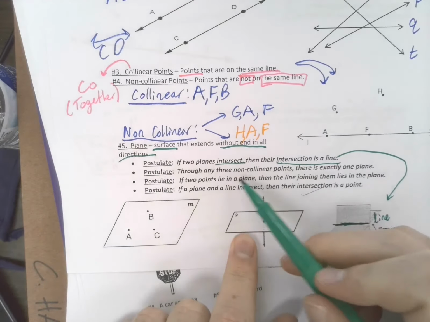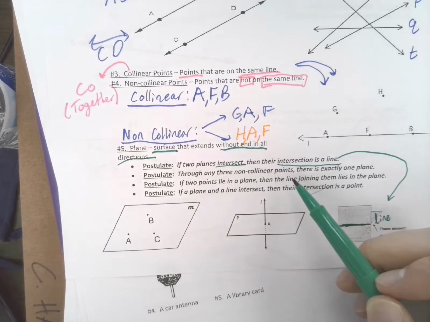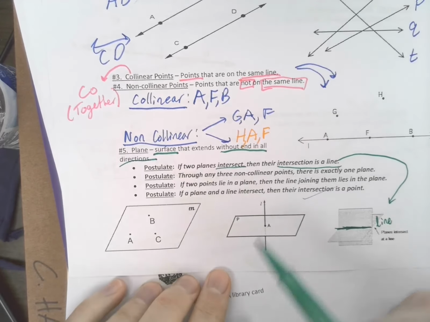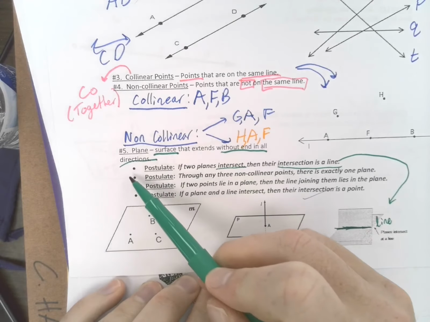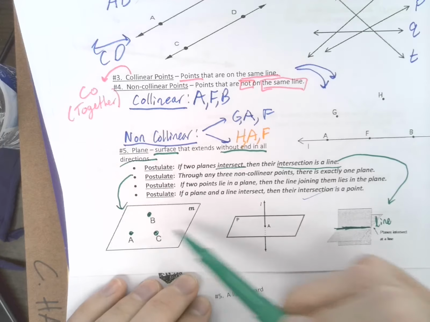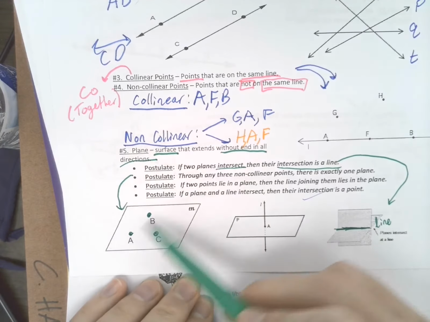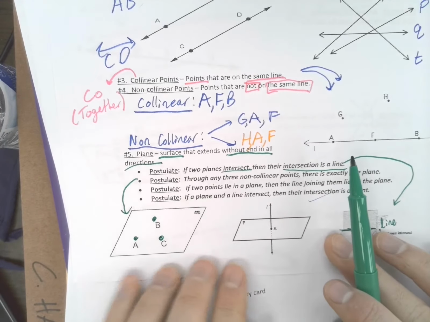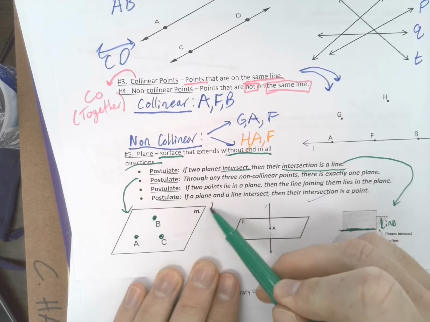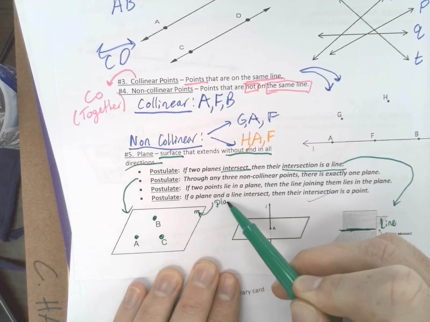Through any three non-collinear points, so with any 3 points that are not on a line, there is exactly one plane. Take a look. A, B, C. 3 points, non-collinear. Can't form one line between all three without having to make multiple lines. That means this is a plane, and we call that plane, in this case, M.